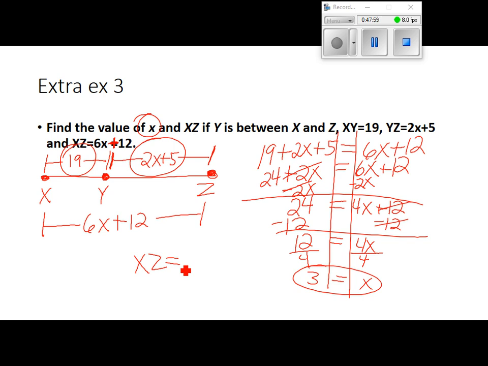Could we do this? If I plug 3 in there, that's going to work. But maybe I don't remember what 6 times 3 is. Could I put 3 in up here? What's 2 times 3, plus 5? So that segment from here to here is 11. What could you do with those two to get the whole thing? What's 19 plus 11? 30. If I plugged it in down here and did 6 times 3 is 18, plus 12, what do I get? 30. Get the same answer either way, right? Do whichever way is easiest. Sometimes going back and doing it the other way is going to be easier, depending on the numbers and everything that's in it.